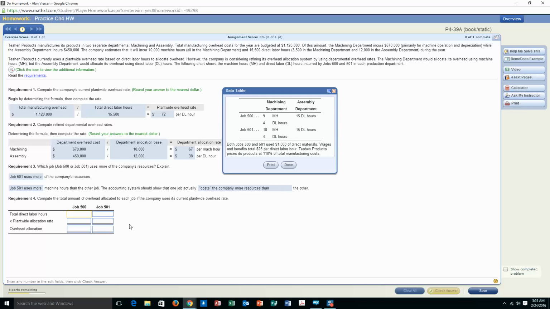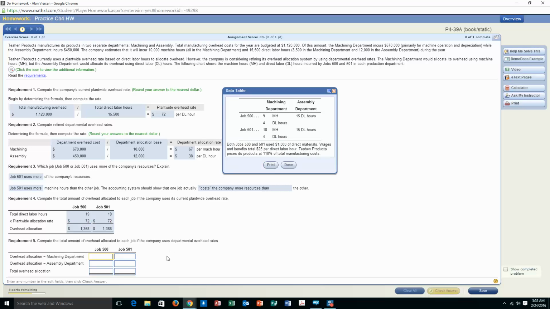Jumping over to requirement number 4 then, we're going to put in the overhead using the plant-wide rate, and as you can see there's 19 total direct labor hours. If you look at both of these, job 500, you have 4 direct labor hours in machining, 15 in assembly, so it's 19. The plant-wide rate was $72 per direct labor hour. Multiplying those two together is $1,368. Check the answer. Nice work.